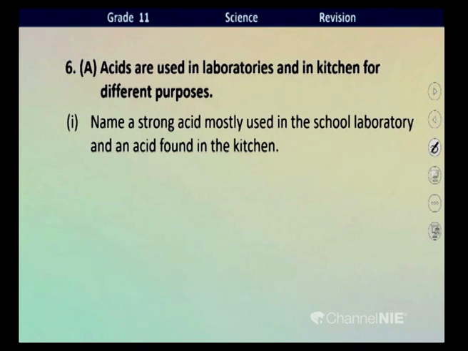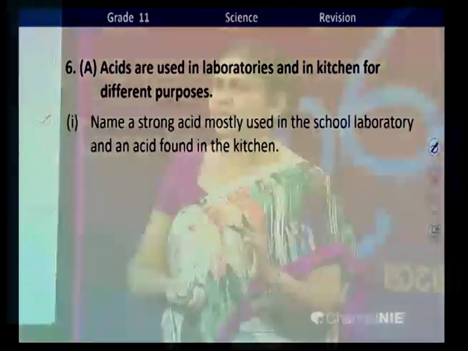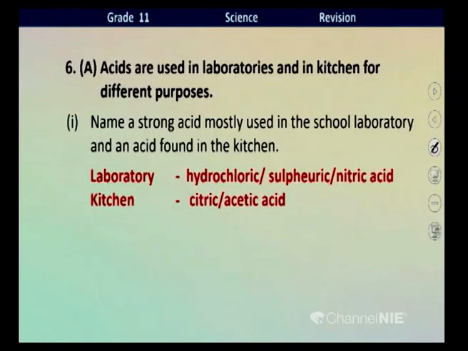Acids are used in laboratories and in the kitchen for different purposes. We know that, right? Name a strong acid mostly used in the school lab and an acid found in the kitchen. First we will go to the acids available in school lab. Strong acids are sulfuric acid, hydrochloric acid, nitric acid, right? Strong acids. Then what are the acids used in the kitchen? Acetic acid, citric acid. You know what's acetic acid, children?